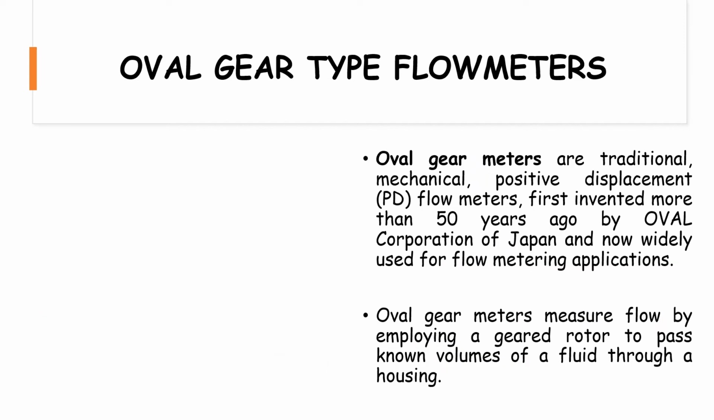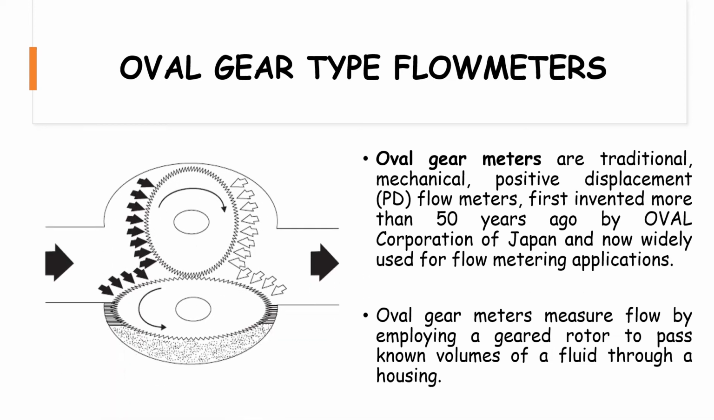Now the third and a very interesting type is the oval gear type flow meters. They are traditional mechanical positive displacement flow meters, which were first invented more than 50 years ago by Oval Corporation of Japan and are now widely used for flow metering applications. The oval gear meter measures flow by employing a geared rotor to pass known volumes of fluid through a housing. Now this is the diagram which tells you how an oval gear is going to look.